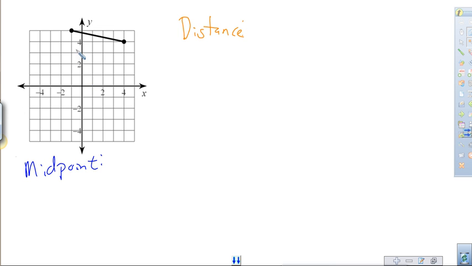So distance-wise, we can turn this into a right triangle. Wow, that was really pretty. Is anybody impressed with my super not so straight line? Let's try again.